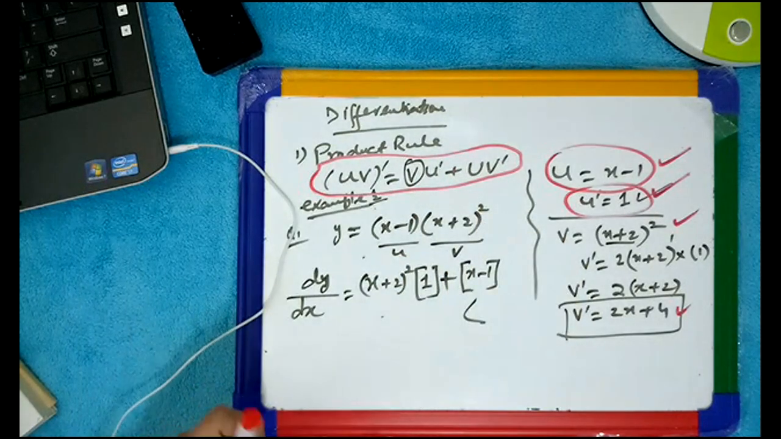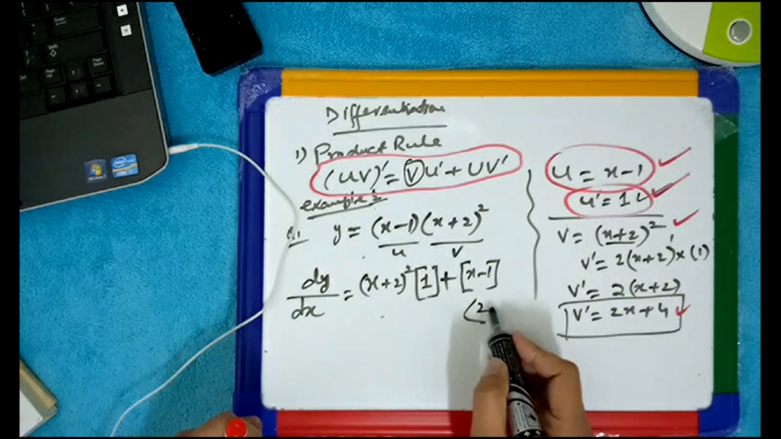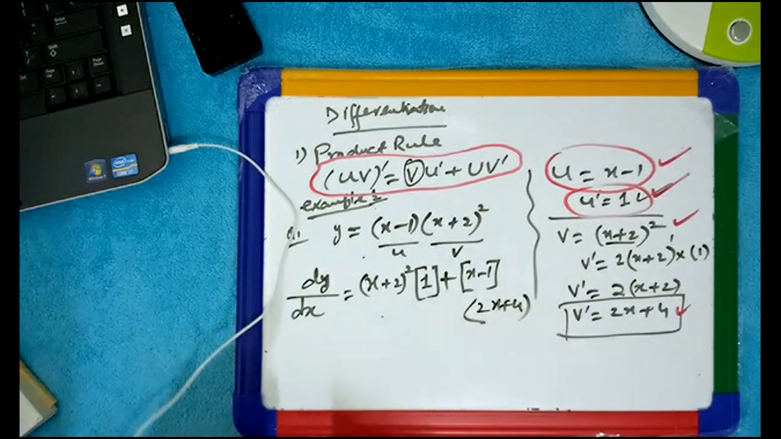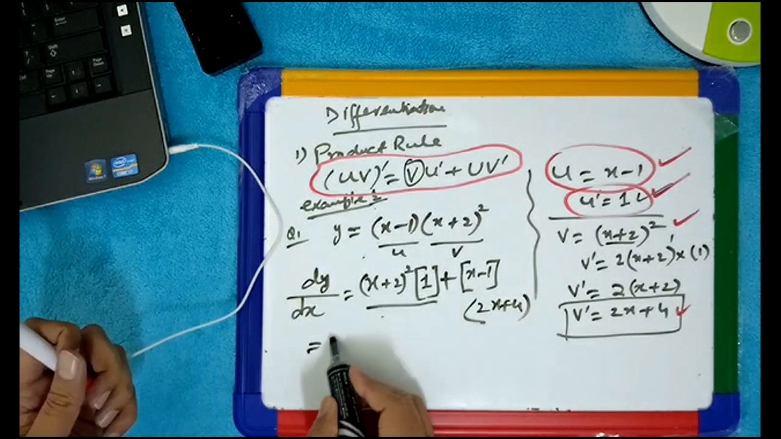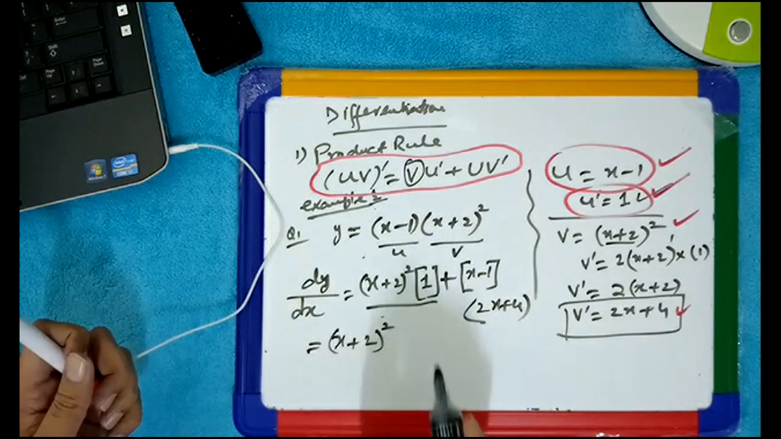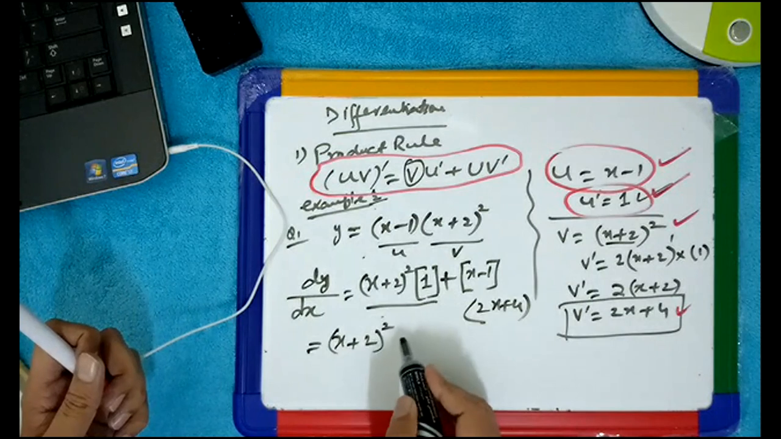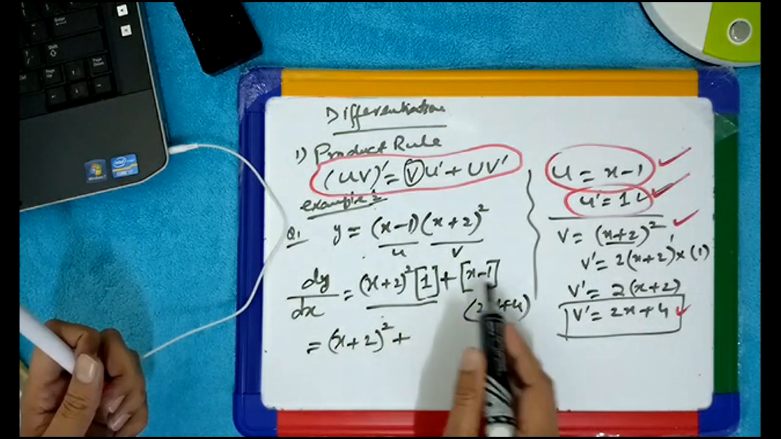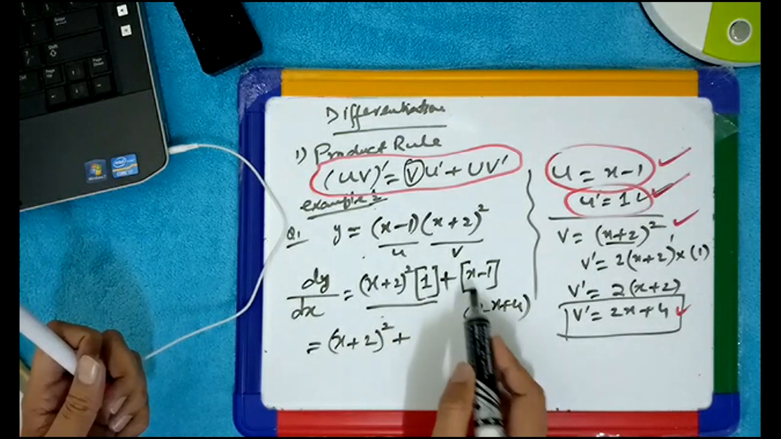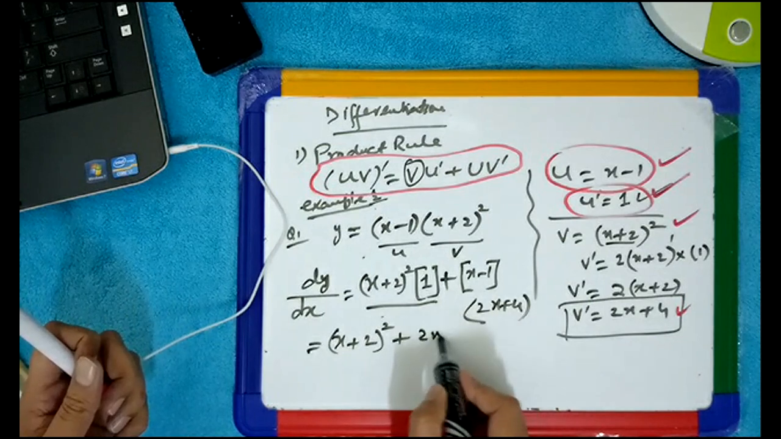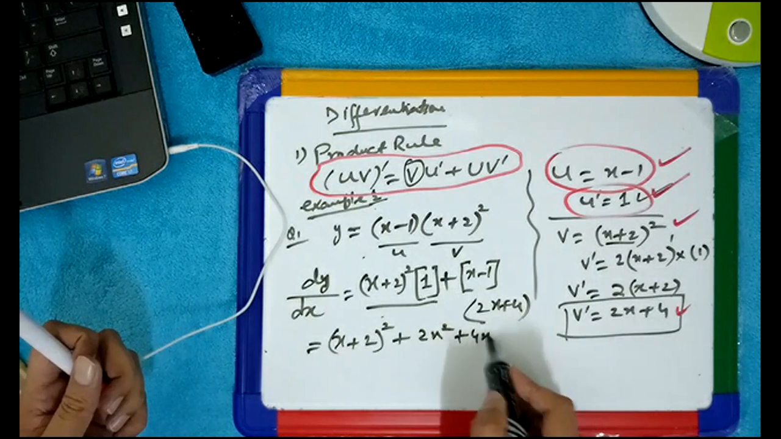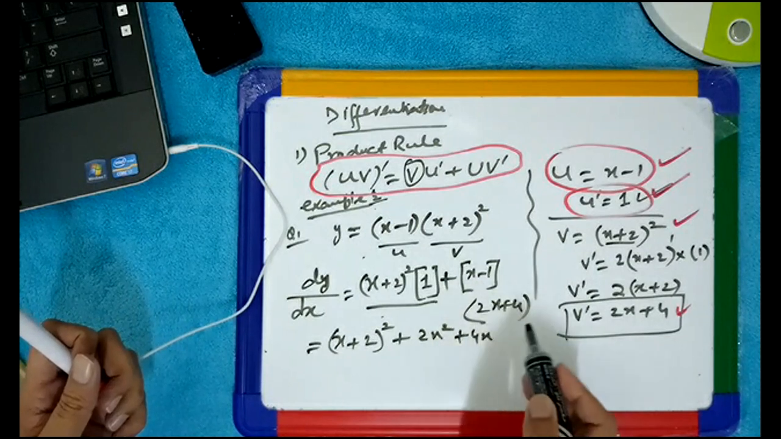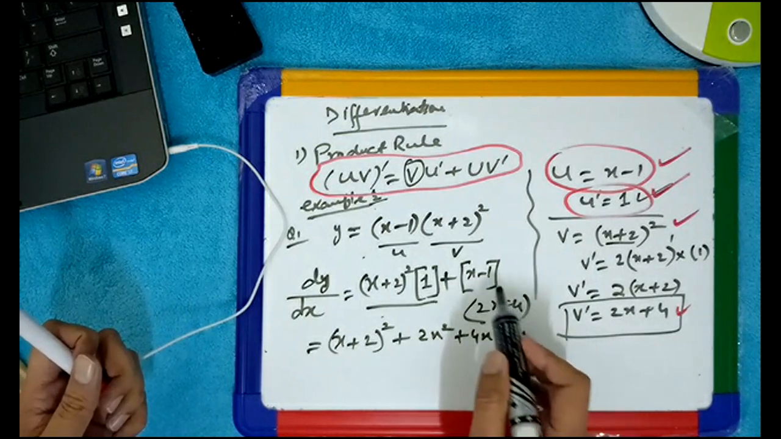Okay, 2x plus 4. Now, if I multiply these, it will remain the same, no change, because if you multiply with 1, no change. Now, the next thing is you will multiply these two brackets. If you multiply these two brackets, x into 2x is 2x square. Then x into 4 is 4x. Then minus 1 into 2x is minus 2x. Then minus 1 into 4 is minus 4. Got it?